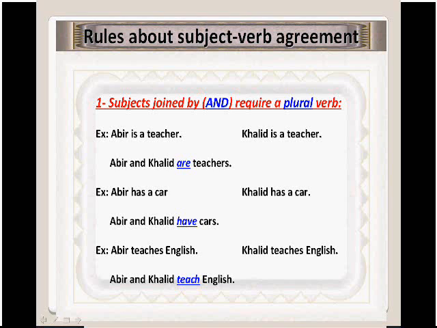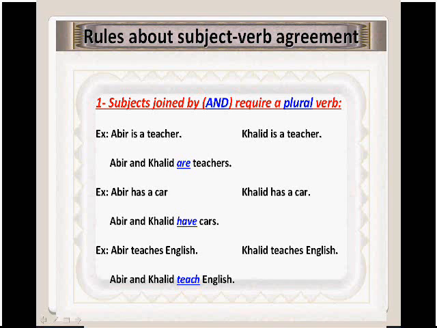If I were to remove Abir and Khalid and put another pronoun, it's going to be they. So of course they is the plural pronoun, so the verb shouldn't take S. So it should be teach because it is a plural verb. Okay, so let's sum up this. Subjects joined by and require a plural verb.